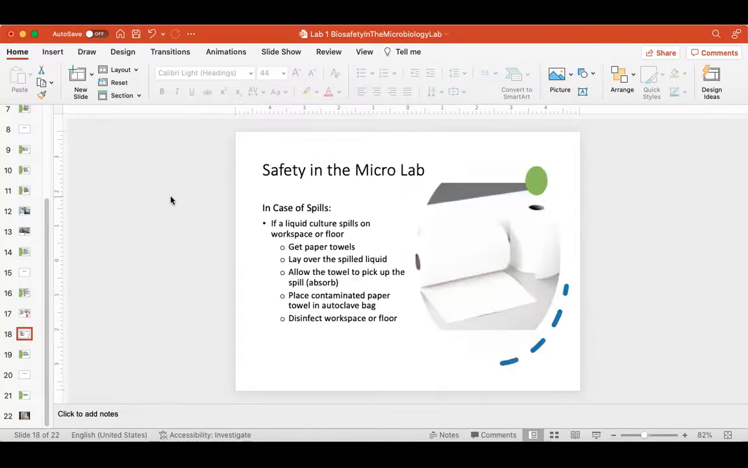Now, the last couple of things we'll talk about today, again, are just for general knowledge. We're not in the laboratory, so these don't really apply. But when you're in a micro lab, if you do accidentally spill a culture, you don't panic, okay? Even if you spill a culture that contains a pathogen, you don't panic. You simply cover it with paper towel and let the paper towel soak up the culture liquid. And then we pick up that paper towel and we put it in the autoclave bag. That's going to leave a spot on the floor that needs to be disinfected. So we spray that with alcohol or again with bleach and we disinfect it. So even in labs that handle dangerous pathogens, a spill is not a disaster.